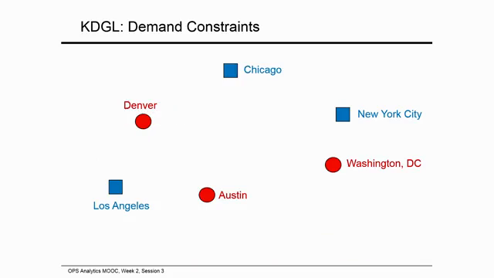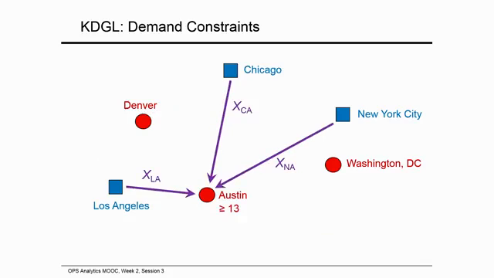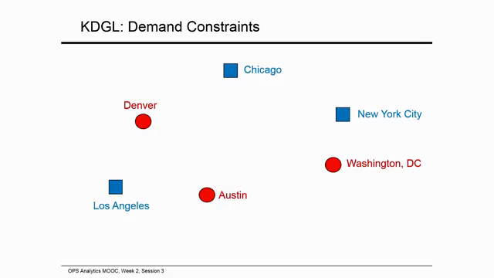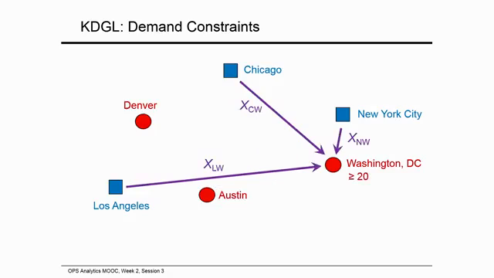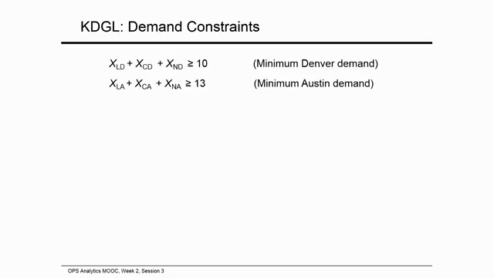And the Austin Center must receive at least 13 tons. Finally, the Washington, D.C. Distribution Center must receive at least 20 tons. Here's the summary of demand constraints. We have 1 for Denver, 1 for Austin, and 1 for Washington, D.C.